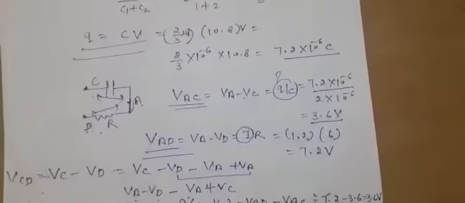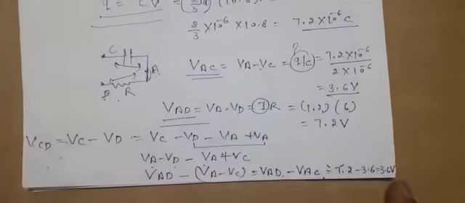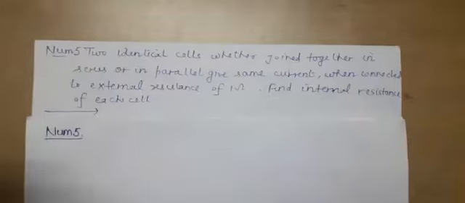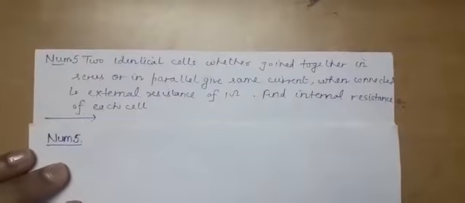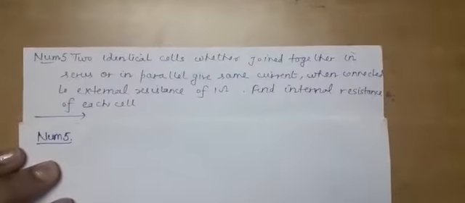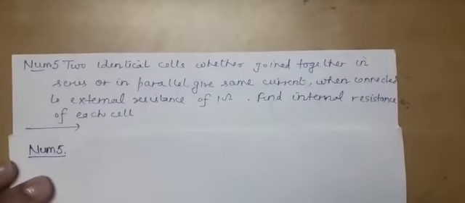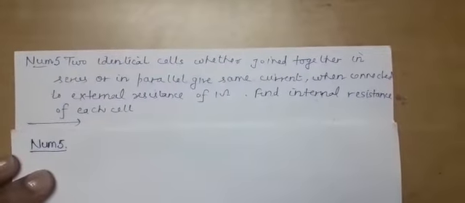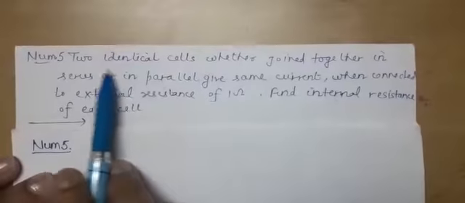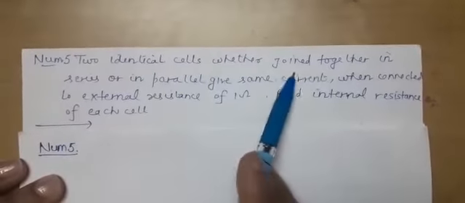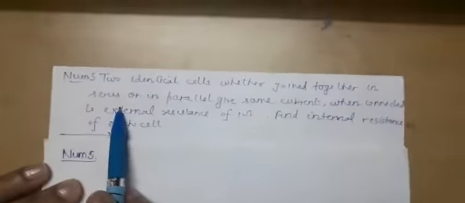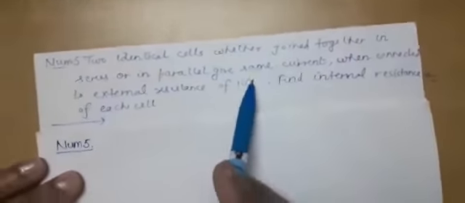First of all, you will just see what I have done and then try to solve it by yourself. Now, next numerical. See, the basic concept of the numerical is the same. Here I am taking different statements so that it will give you clarity on how to use those results in solving the numerical. See here, two identical cells, whether joined together in series or in parallel, give the same current.